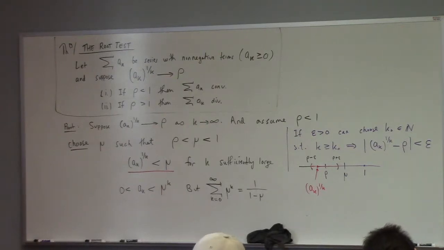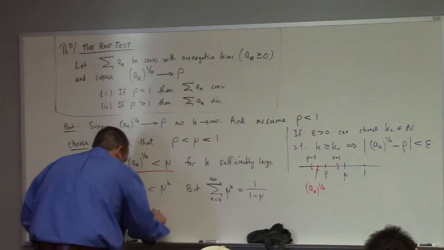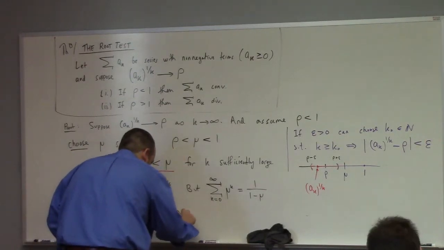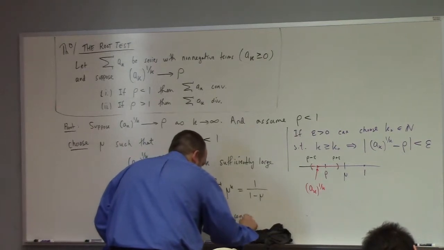So we just showed a geometric series which converges, right, has terms which are larger than our given series a sub k. Therefore what? Hence by direct comparison, right? Direct comparison test, the series a sub k converges.